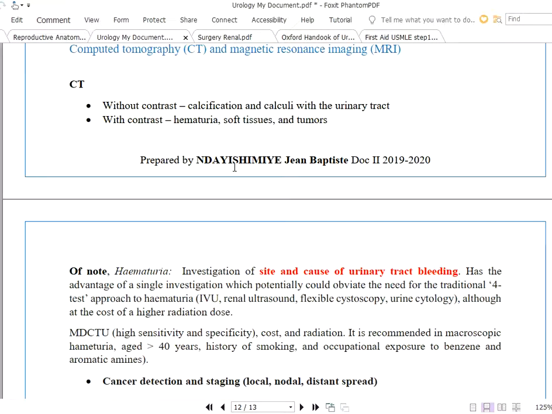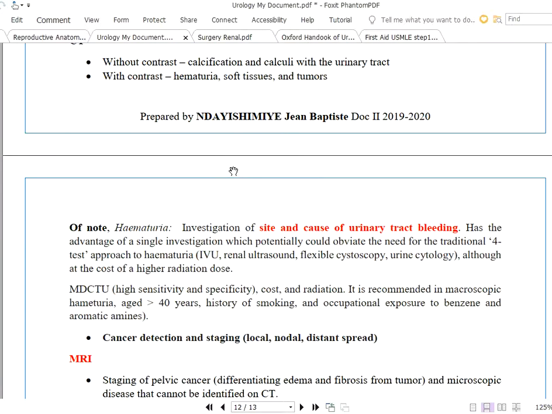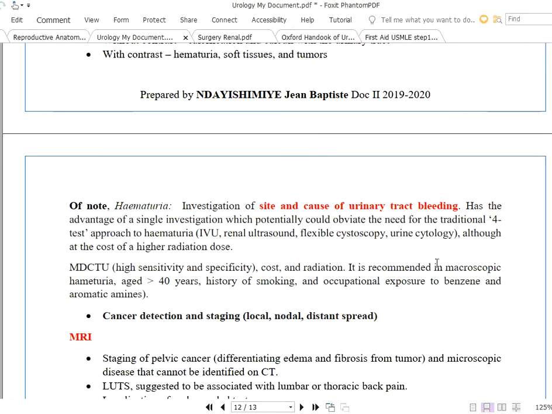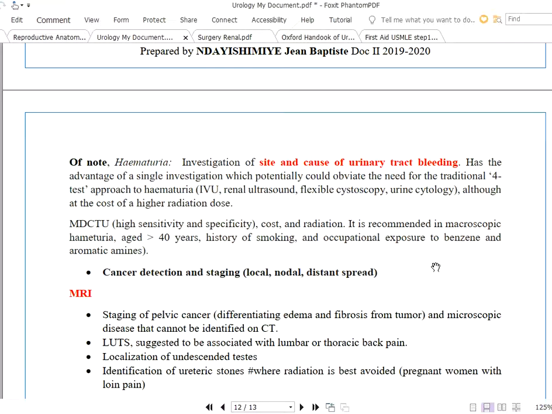Take note: hematuria. During hematuria, investigation of the site and the cause of urinary tract bleeding is where we need a CT scan, and the CT scan does a lot of the job. It has replaced intravenous urography, renal ultrasound, flexible cystoscopy, and urine cytology, because it does the same job at one time.